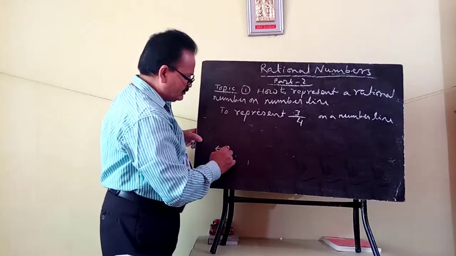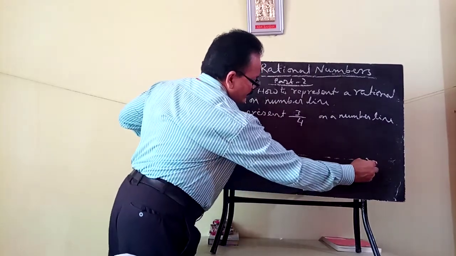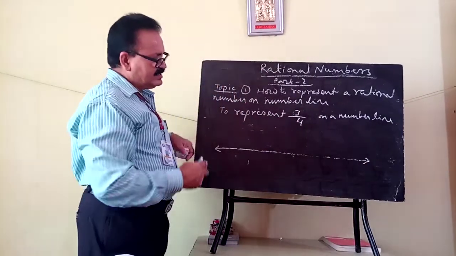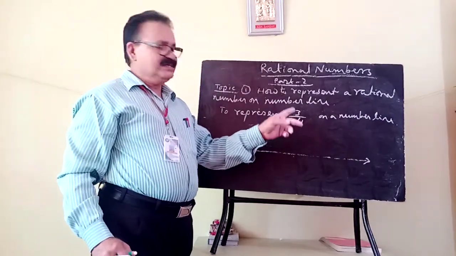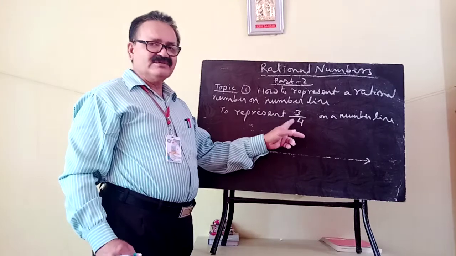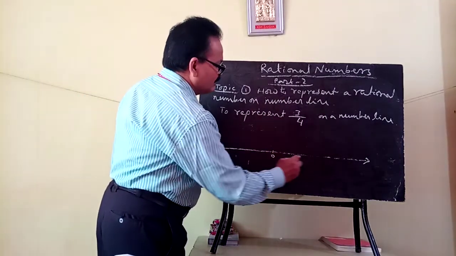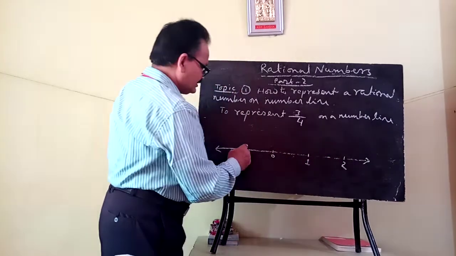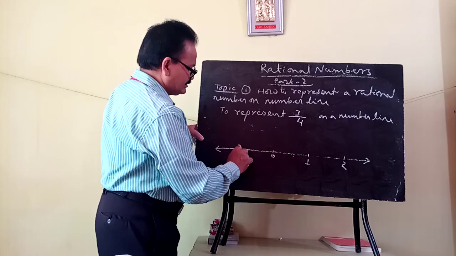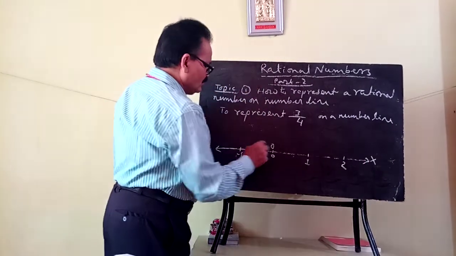So here also you draw a number line. You check it. Here the numerator is smaller than the denominator. That means this point is less than 1. So it will lie in between 0 and 1. So put the mark 0. Here it is 1, 2. On that side it is minus 1. So your number line is X, O, X dash.